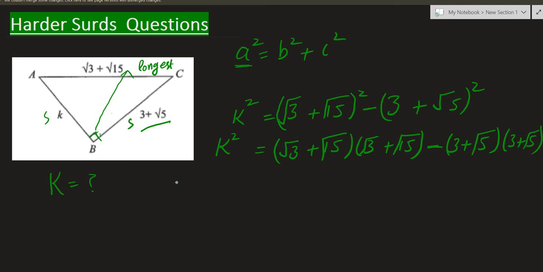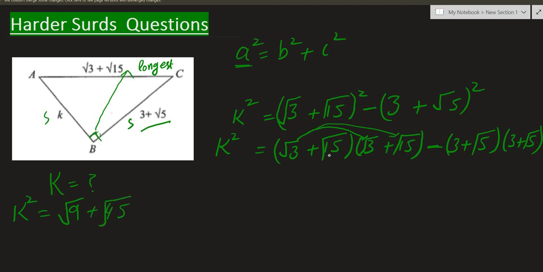Just simple, just carry on with the question. So this is going to be k squared. Now just expand the bracket. You can use the FOIL method, it's going to be easy. So just do root 3 times root 3, then root 3 times root 15. Because both numbers are in square roots, we can multiply them. So root 3 times root 3 is going to be 3, and root 3 times root 15 is going to be root 45.